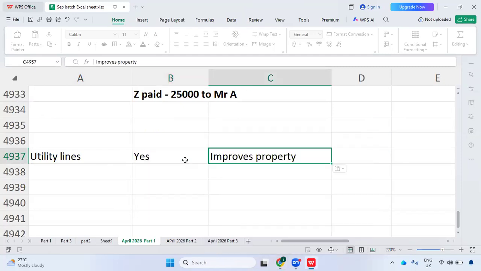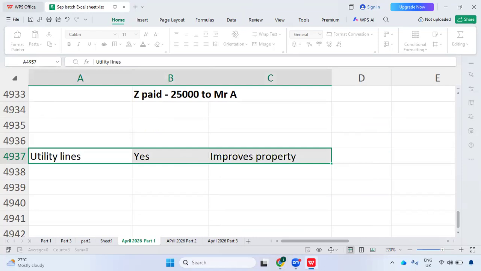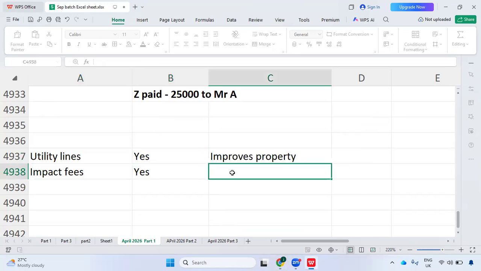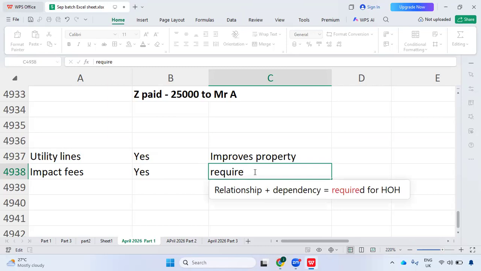It increases the cost. Impact fee. Yes, it will be added. It will be paid by the developers, so it will impact the demand of the roads or drainage, the public usage, which is mandatory, which is required, right? Which is required and which improves the property.